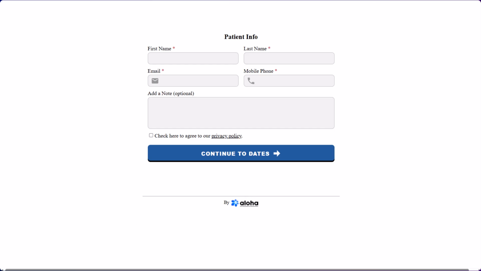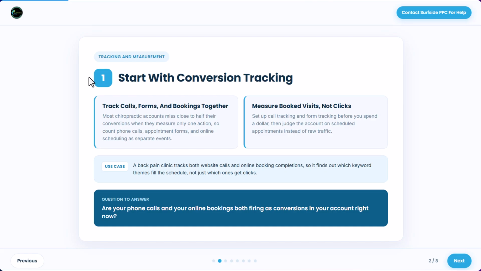These are the first steps always when running Google Ads: track the exact things where these bring new patients into our practice, and these are the things people fill out to actually get in touch with us. So any way that somebody gets in touch with you, you want to make sure you're tracking that.